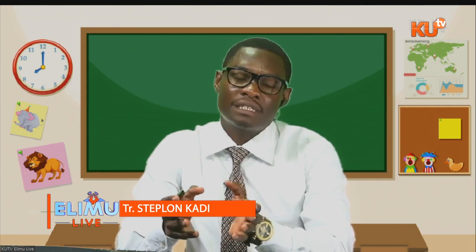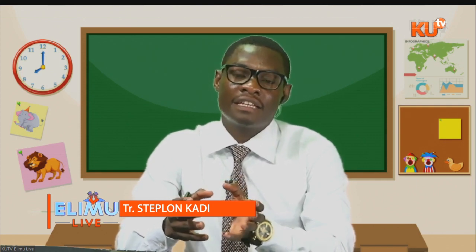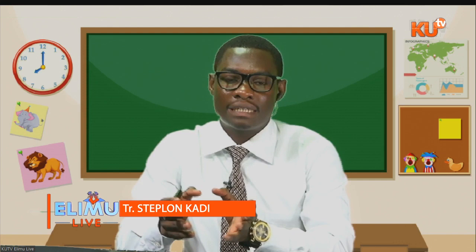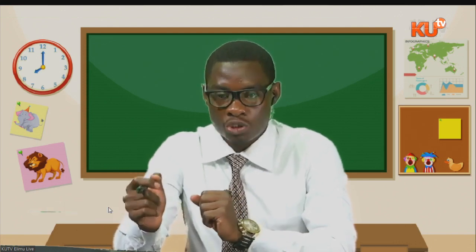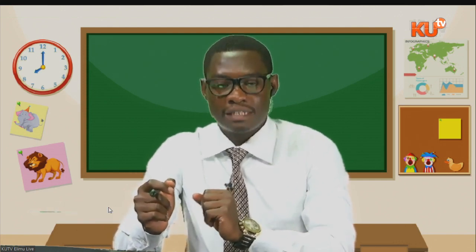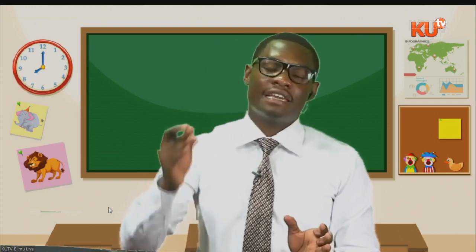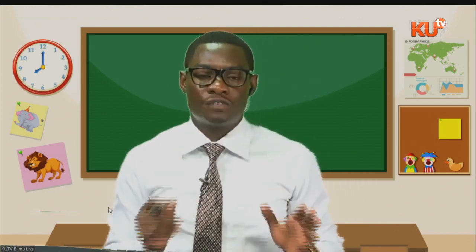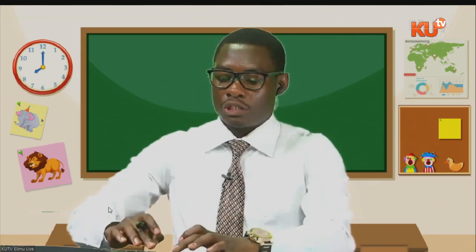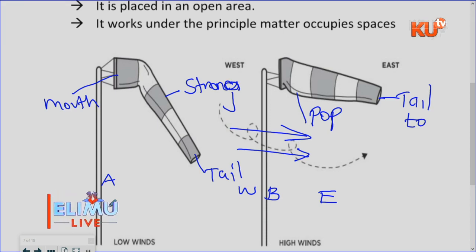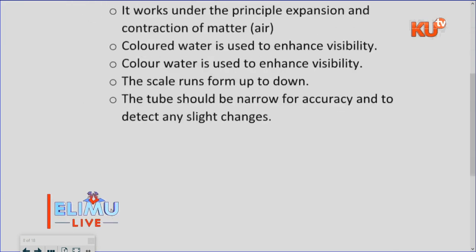So when the temperatures are high, the air gets heated. And we know matter expands when heated and contracts when cooled. So when the temperatures are high, the air gets heated and it moves downwards. So let's look at the diagram as I talk about it.